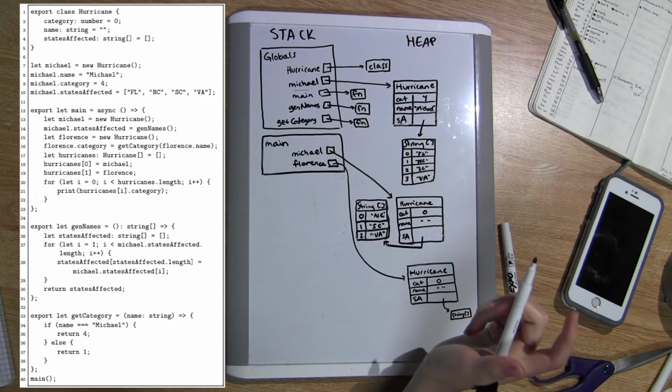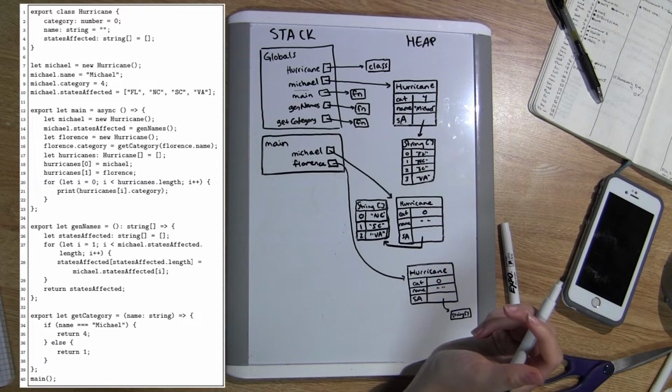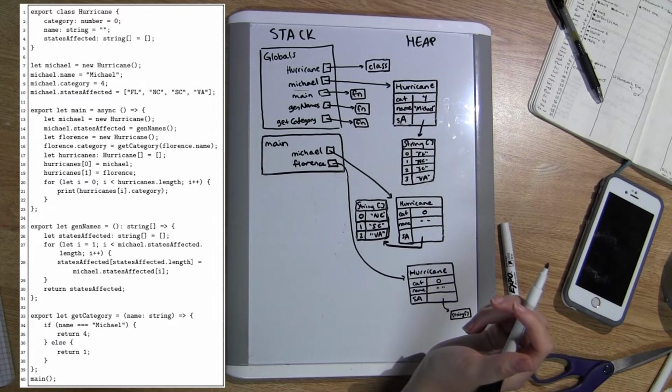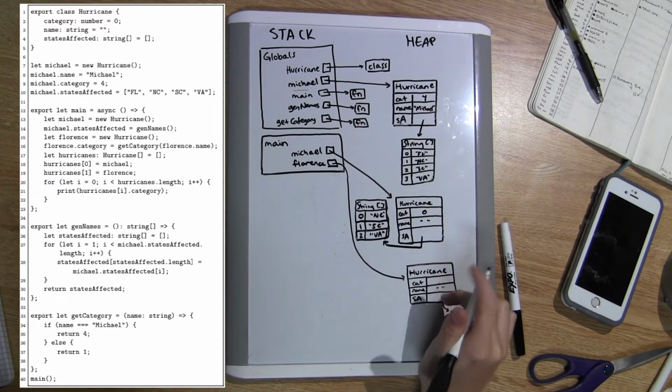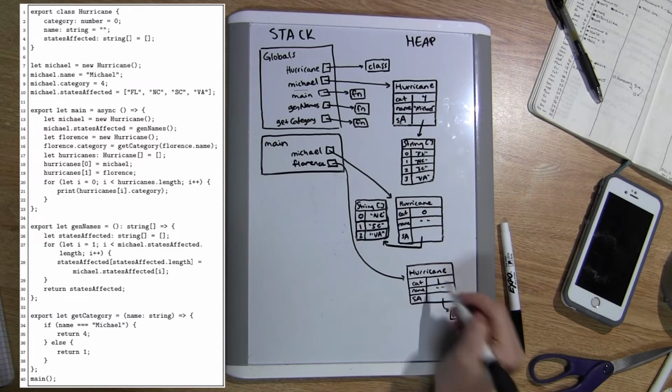So that entire phrase, getCategory of Florence.name, evaluates to be the value that is returned from that function call. So Florence.category is now going to be assigned the value of 1.